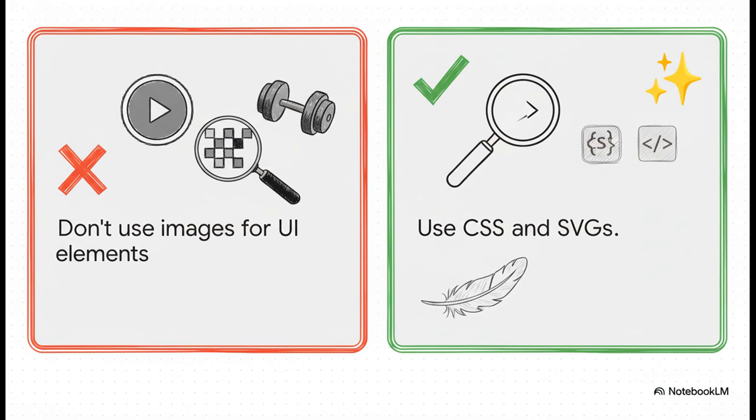Sometimes the best, most optimized image is no image at all. For things like simple UI buttons, icons, or background patterns, you can often get a better result with just code. CSS and SVGs are tiny, they scale perfectly to any size without losing quality, and you can animate them. They're just way more flexible and performant than a static raster image.